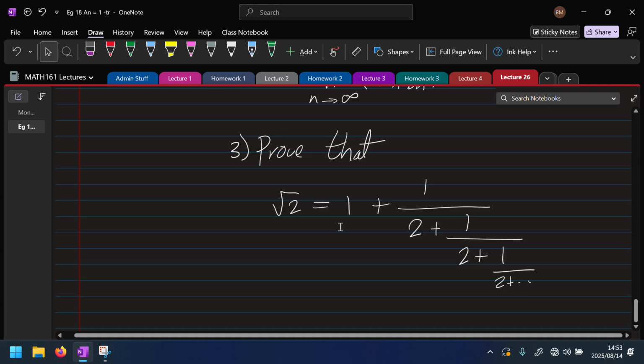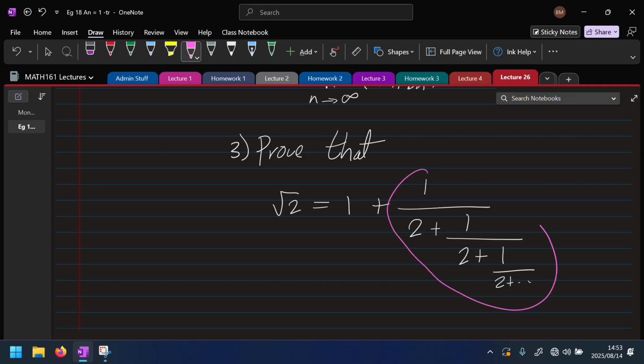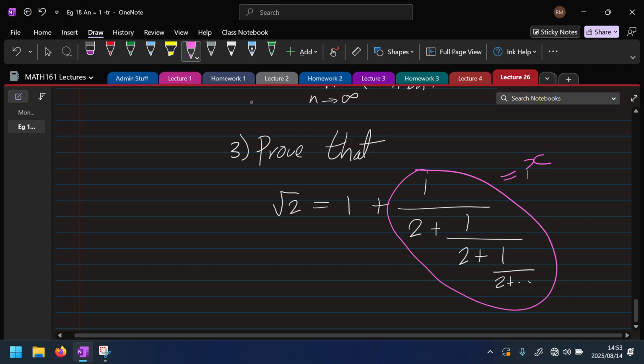So I'll put the hint there. What happens if this whole thing is x? And then you can put x inside there. Any questions? No questions. Okay, we'll leave it at that for today.